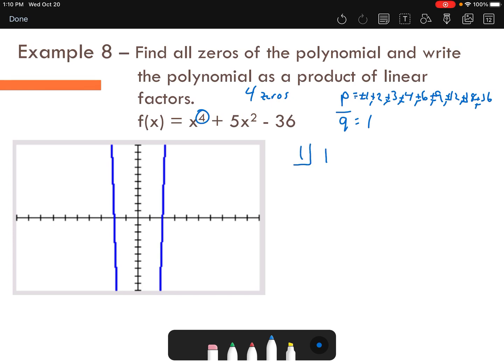So let's go ahead and use our synthetic division. Oops, I forgot x cubed, didn't I? X cubed is a 0. So 1, 0, 5, 0, 0, and then -36. Let's start the process here. 1 times 1 is 1. Add 0, you get 1. 1 times 1 is 1. Add those together, you get 6. 1 times 6 is 6. 0 plus 6 is 6. 1 times 6, ooh, -30.